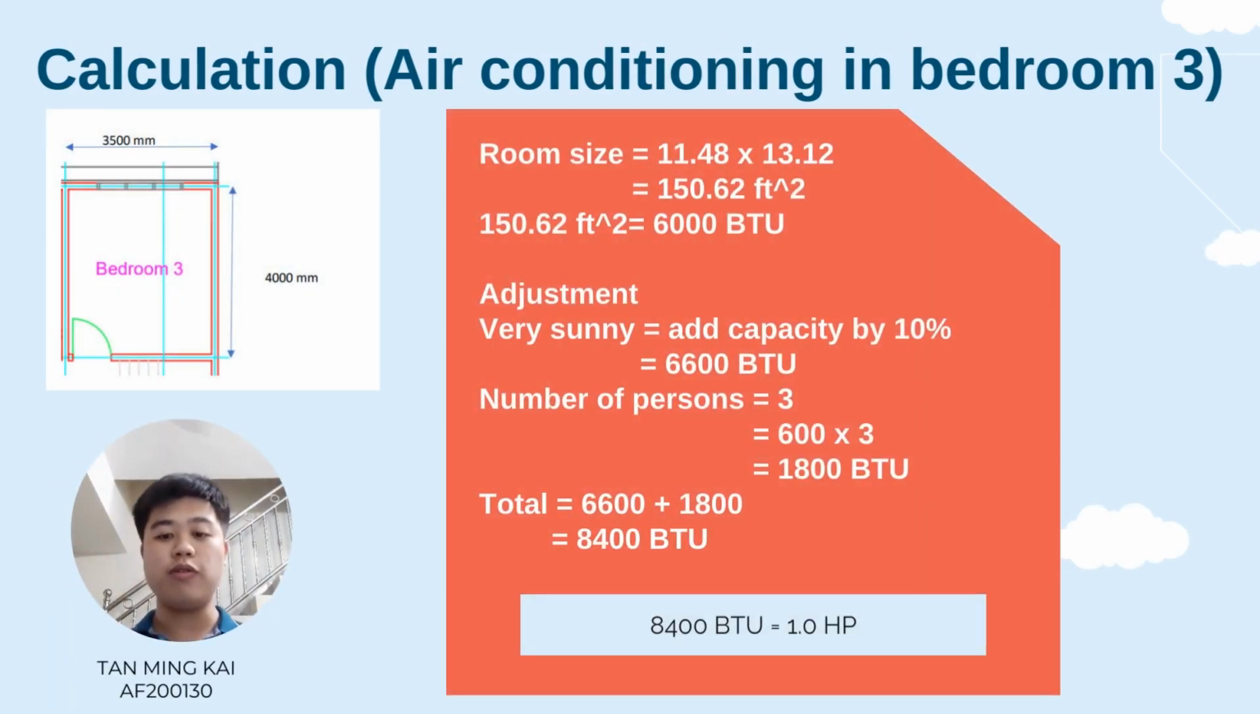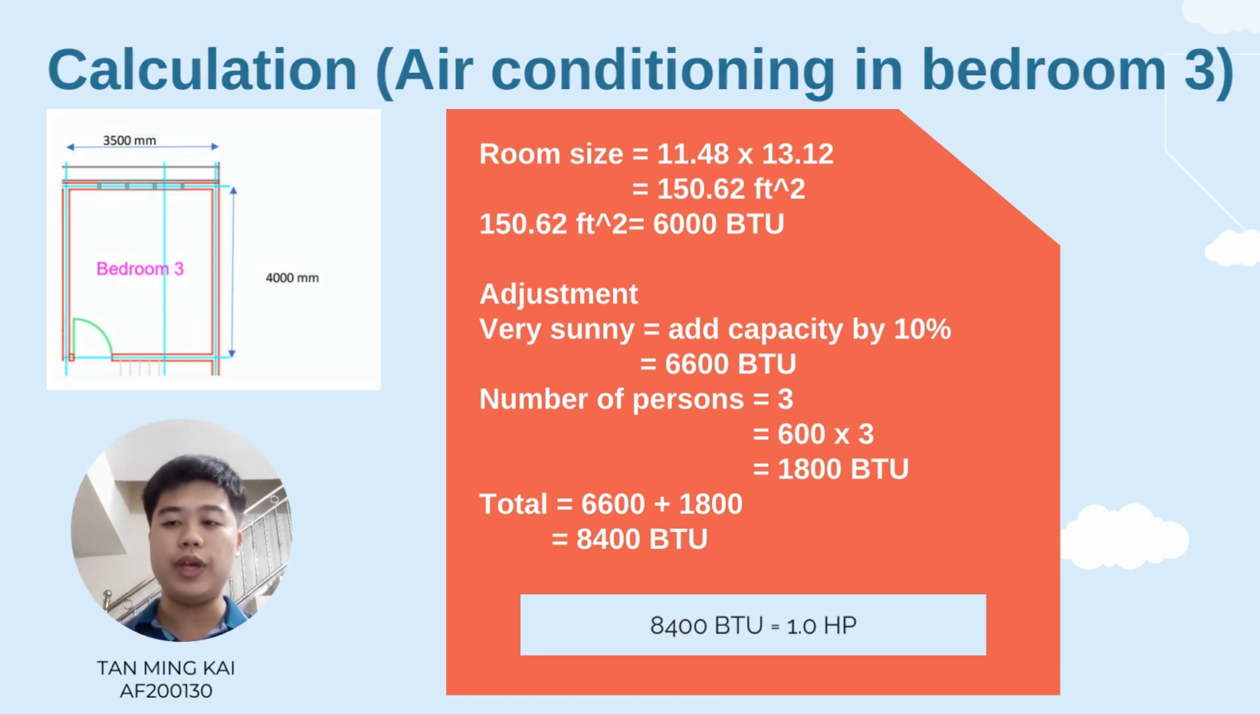The room size of bedroom 3 is 150.62 feet square. The BTU value is 6,000. Due to the condition being very sunny, we add the capacity by 10%. The number of persons is 3. The BTU value is 1,800. The total BTU is 8,400 BTU, which is equal to 1 horsepower. Hence, we have to install a 1 horsepower aircon in bedroom 3.